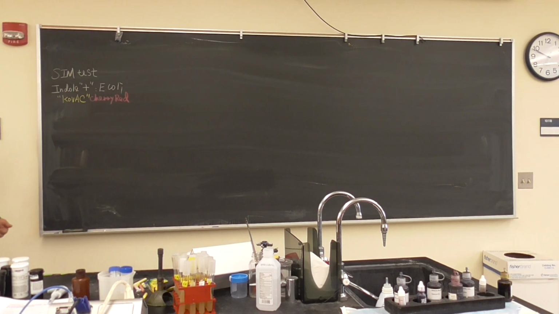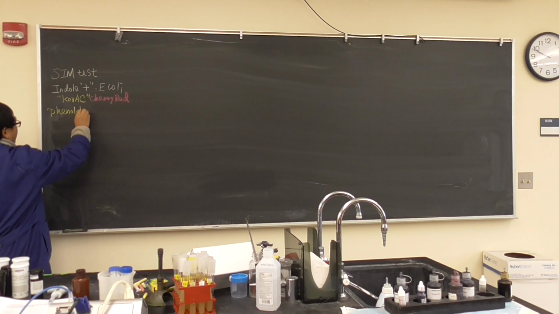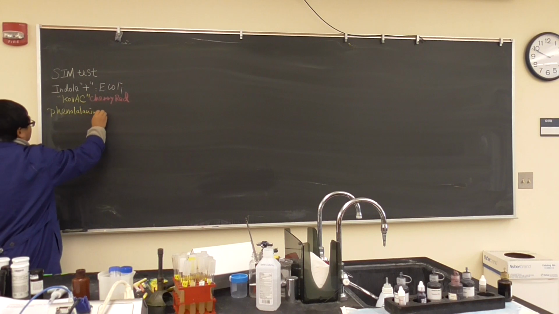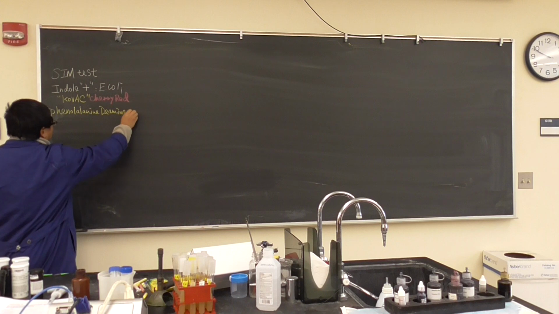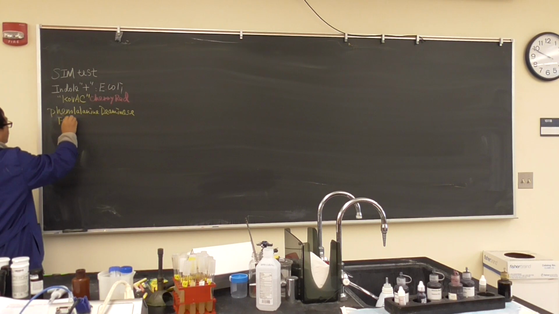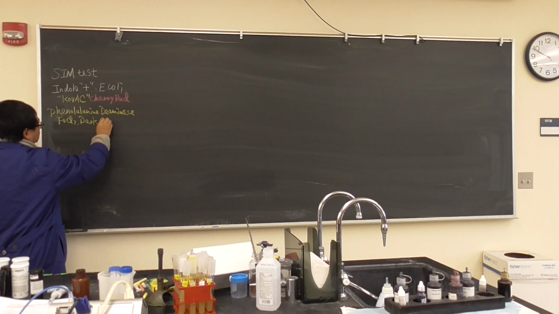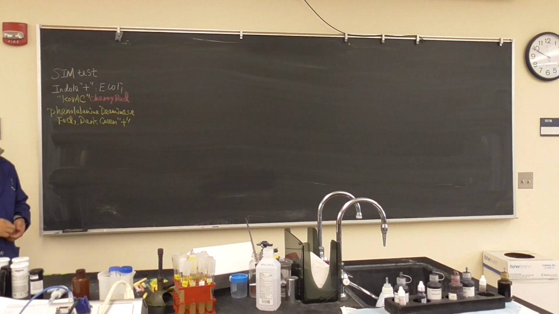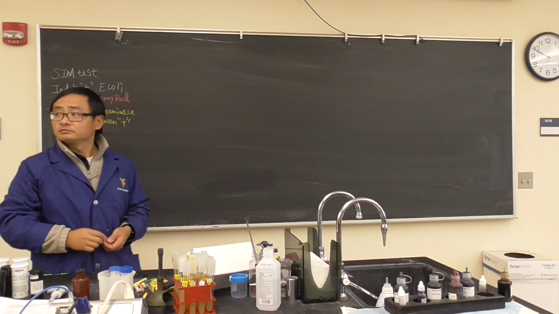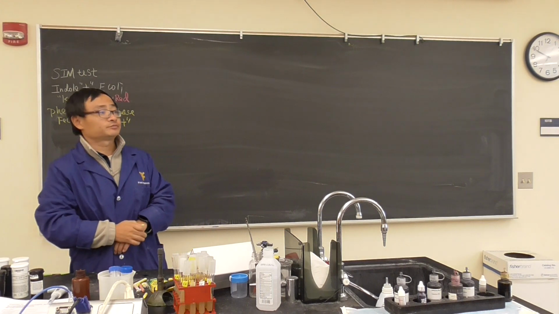Okay, phenylalanine deaminase test. And remember, we need to add ferric chloride. It shows you dark green color. Is positive. Which one is positive? Based on what you did.